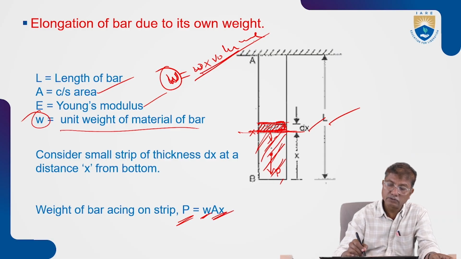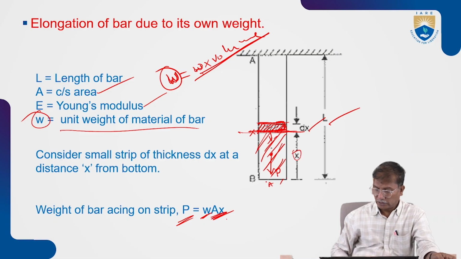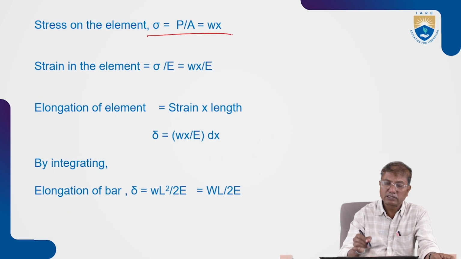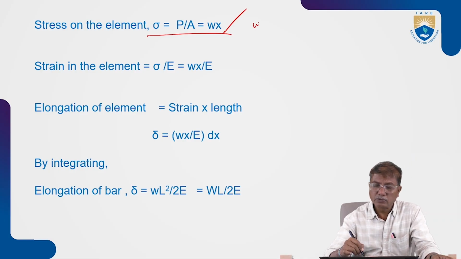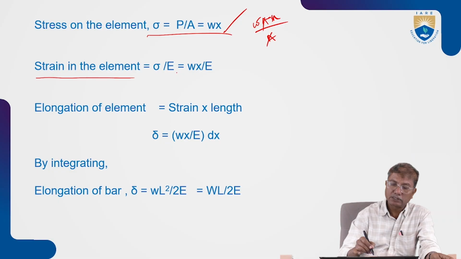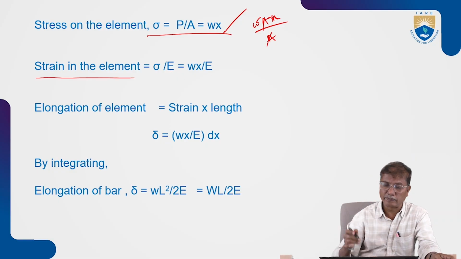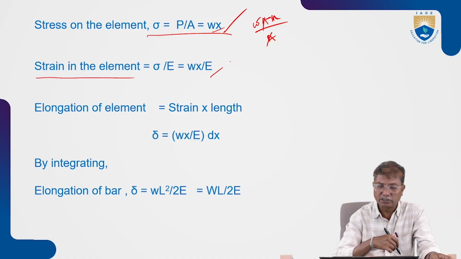Okay, so the stress acting here, the weight is unit weight into volume. Unit weight is W and volume is cross-sectional area A into length x. Okay, now the stress at section x is P by A. P is W A x divided by A, that is Wx. And strain, stress by Young's modulus, that is Wx by E.